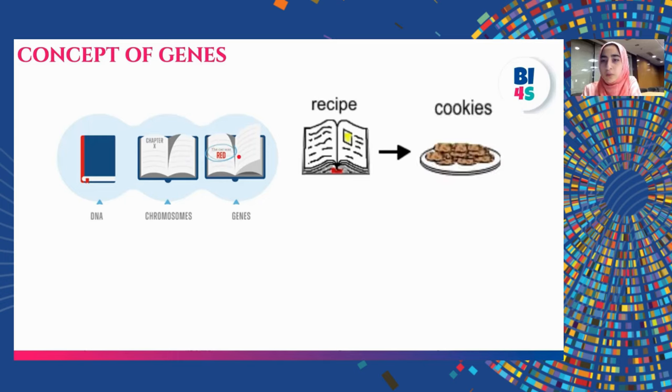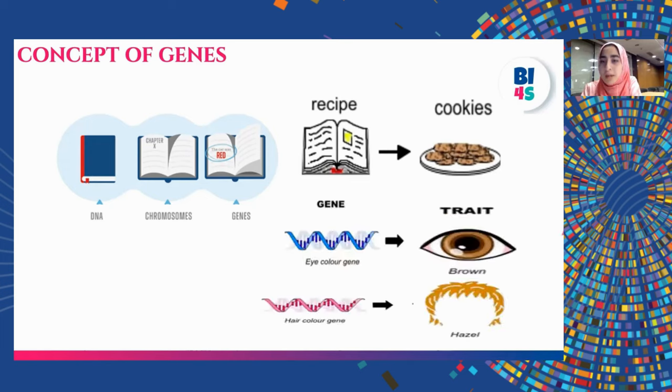Consider we need to make some cookies. For making the cookies, we need a recipe. Similarly, for making some trait or feature, for example, for making our height or our eye color, there is a recipe within our body. That recipe is known as a gene. For our eye color, there is one particular recipe, and for hair color, there is a separate recipe, and so much more. These separate recipes, these separate instructions, are known as genes. So there are different genes for different traits.